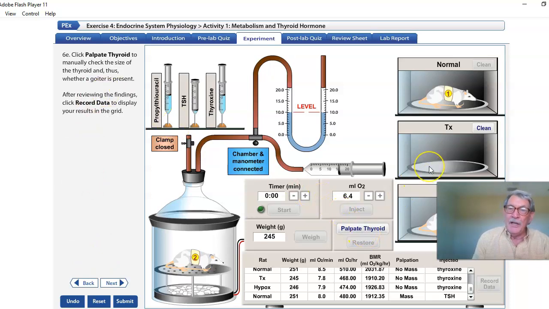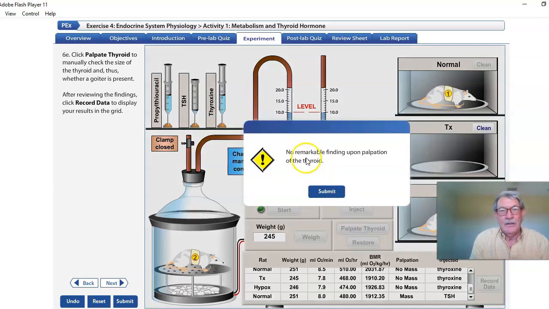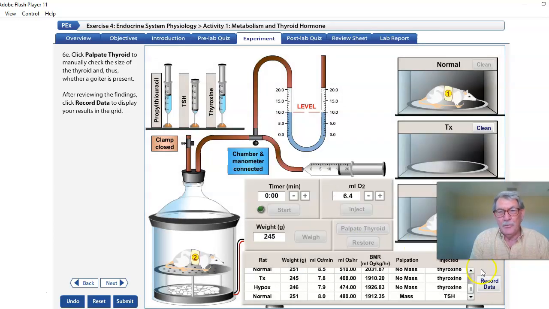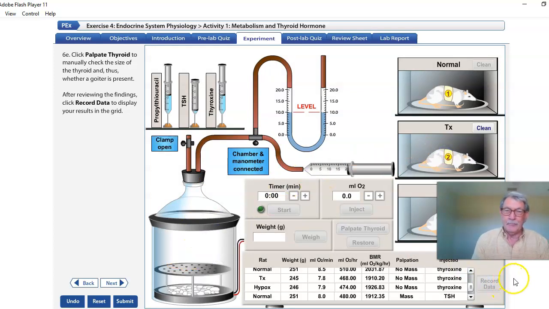Okay, is he going to have a goiter? No, he doesn't have a thyroid gland. He can't have a goiter if he doesn't have a thyroid gland. Palpate thyroid, no mass, submit, record data. Drag him back. Okay, clean his cage. Let's do this one, and this is going to be the last rat we'll do.